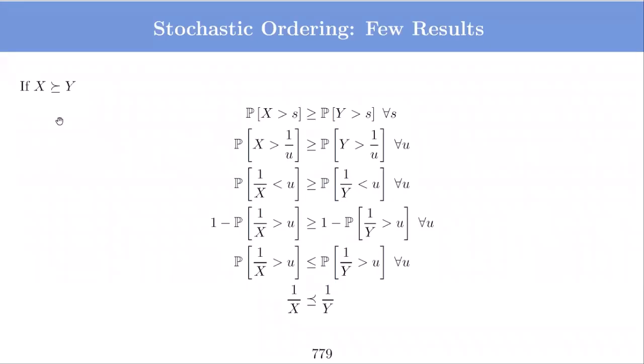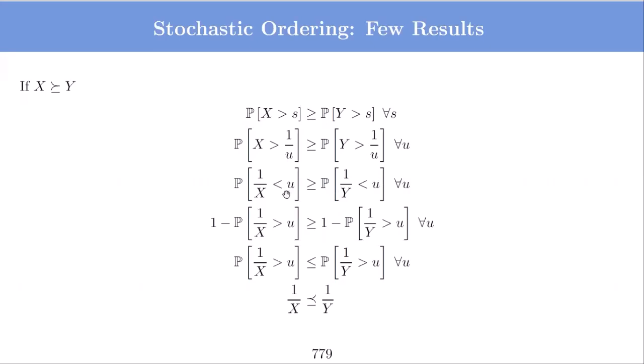Now I can also show that if X stochastically dominates Y, then 1 upon Y stochastically dominates 1 upon X. So how do we show that? This means the probability that X is more than s is more than or equal to the probability that Y is more than s, for every value of s. Instead of s, I can also put 1 upon u, and the result would still be true. This is the same as saying the probability that 1 upon X is less than u is at least the probability that 1 upon Y is less than u.